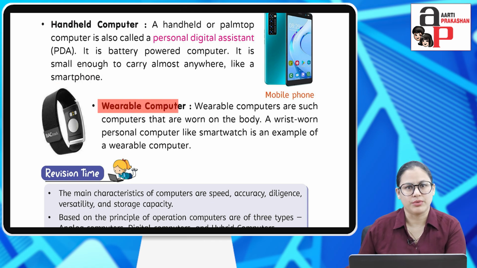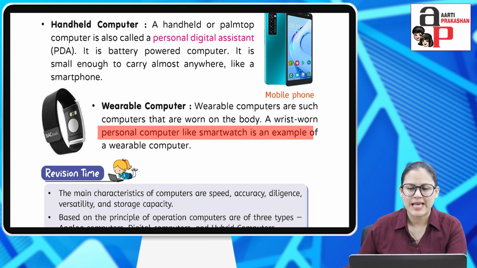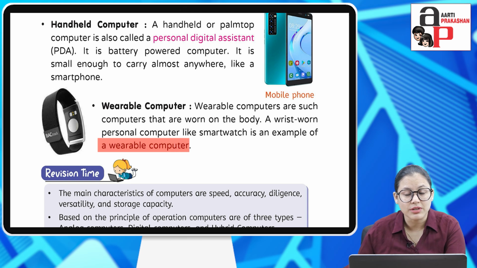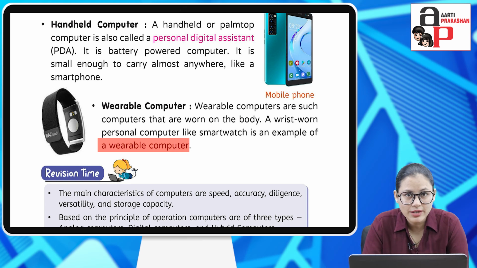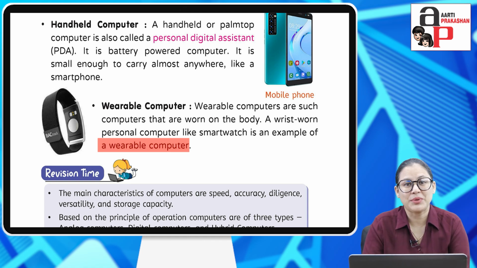Next, wearable computer. Wearable computers are computers that are worn on the body. A wrist-worn personal computer like a smartwatch is an example of a wearable computer. Wearable computer means which we can wear. Imagine, can you wear a computer? Of course, a smartwatch is what? It is a wearable computer, right?